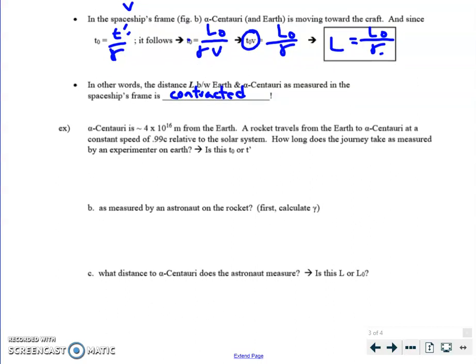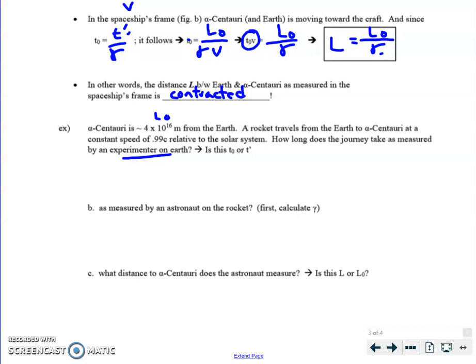So let's say we know Alpha Centauri is a certain distance away from Earth. Let's just label that now. That's the proper length. Again, because Alpha Centauri is not moving relative to us. A rocket travels from Earth to Centauri at 99% the speed of light. That's pretty ambitious, but I want to do a different speed than the muon problem. How long does the journey take as measured by an experimenter on Earth? And then we're going to basically do the same question for if you're in the rocket.